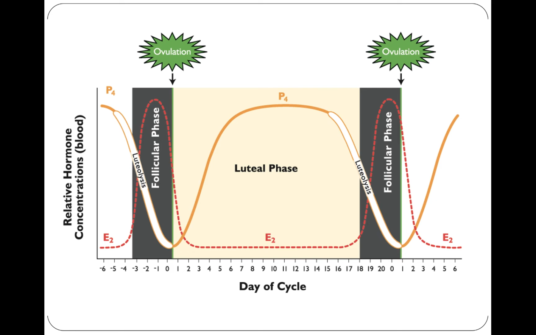And so what we have here is, on the x-axis, the day of the cycle. Just to point out, day 0 is always going to be really close to ovulation. And then on the y-axis, we have the relative hormone concentration. The two hormones pointed out here are progesterone, which is P4, and estradiol, which is E2.